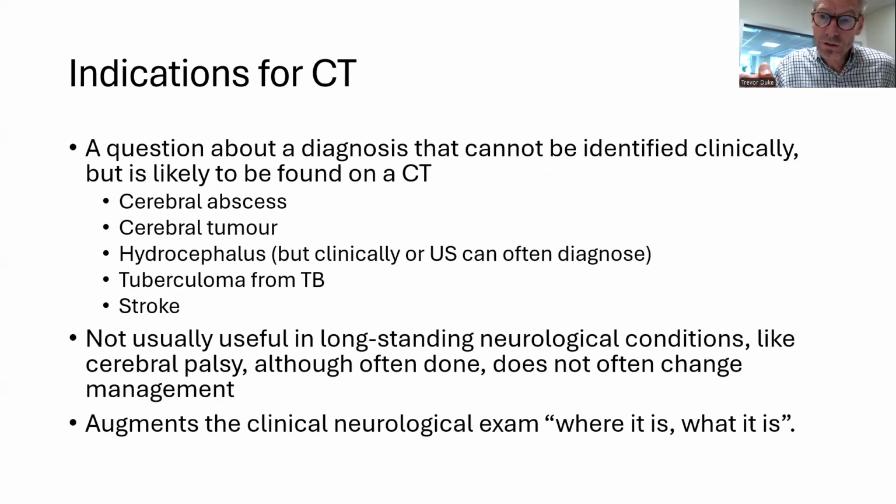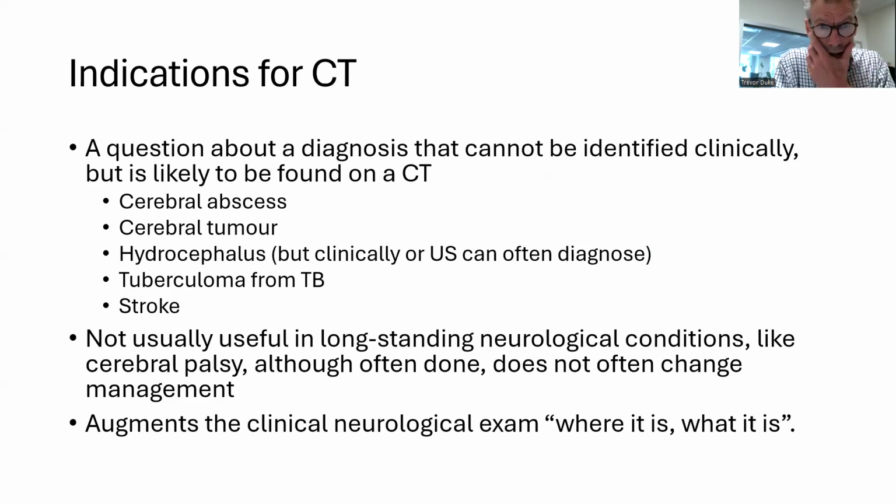It's not usually useful in long-standing neurological conditions. For example, for children with a good story of cerebral palsy, if you can get the history of delayed motor development from an early age, progressively through infancy and young childhood, that's usually enough to make a diagnosis of cerebral palsy if the neurological features are there. Although we often do CTs for children who have chronic neurological conditions, they rarely change management. And so I think we should not be doing CTs unnecessarily. One, because of radiation risk, and two, because it's logistically often difficult and expensive and costs the family money.